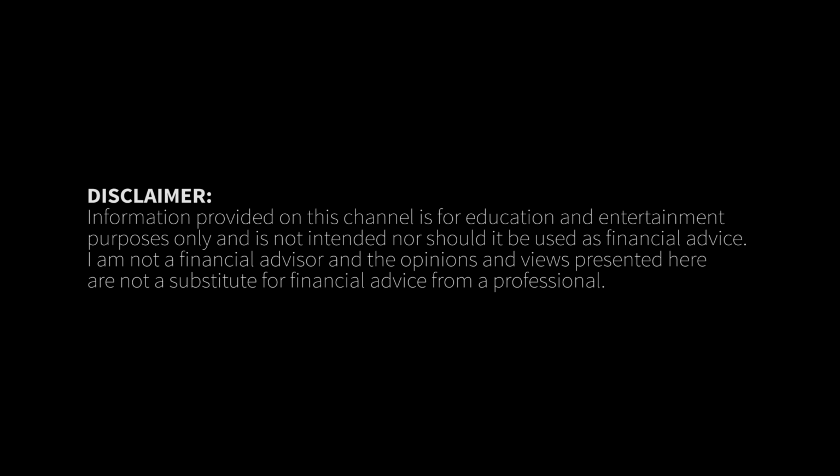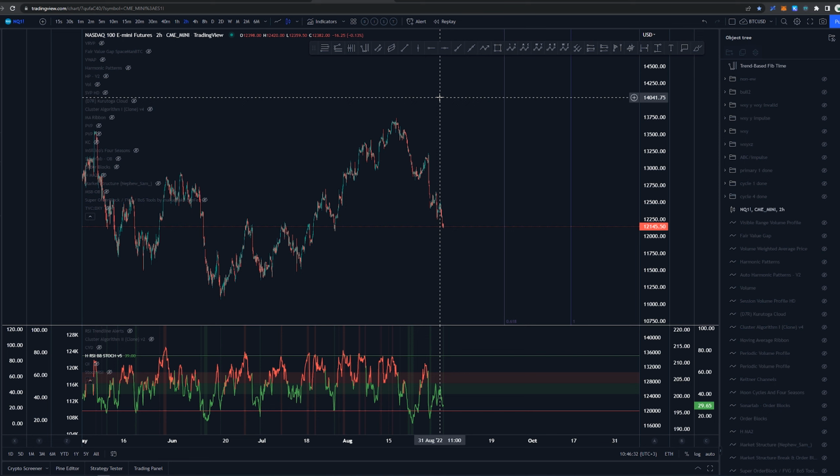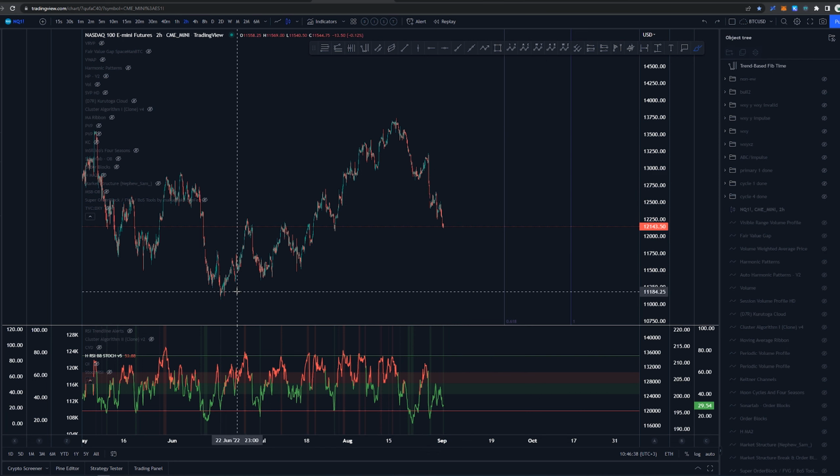I'll cover wave analysis with Elliott Wave Theory and provide multiple scenarios price may take and explain why I prefer one count over another. Let's take a look at the different possibilities. Starting here on 2-hour time frame, looking at this higher time frame structure starting from the 16th of June.